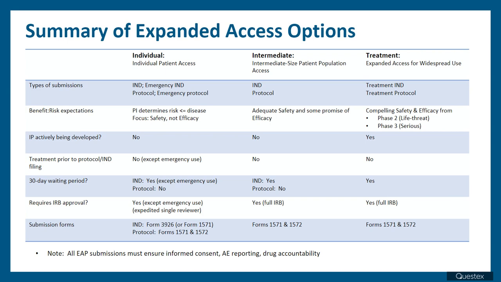There are different mechanisms, including different submission forms, a traditional 1571 for all types of expanded access, or a 3926 for the investigator-sponsored single patient setting. And it's also important to think about with expanded access that this can be a mechanism for faster access for patients, especially if there is an open IND that the expanded access protocol can be submitted to. And in that setting, it's possible to open the program without a full 30-day waiting period like a typical IND.